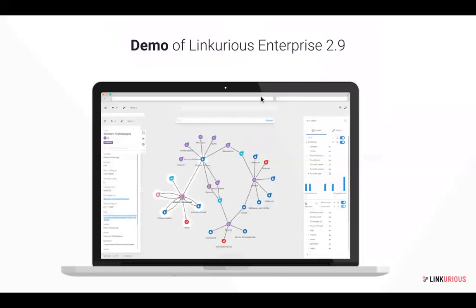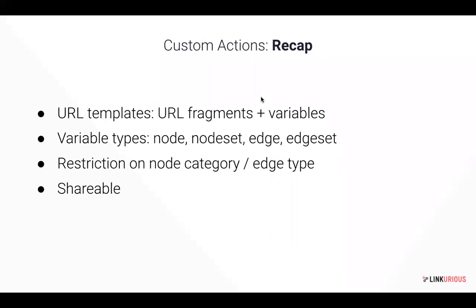So let's recap about custom actions. Custom actions are made of URL templates, which are, I would say, a collection of URL fragments and variables. You can use various variable types. Among them are the node or the node set, meaning that you can use a single node or a selection of nodes. And you can use as well edges, in terms of a single edge or a selection of edges.